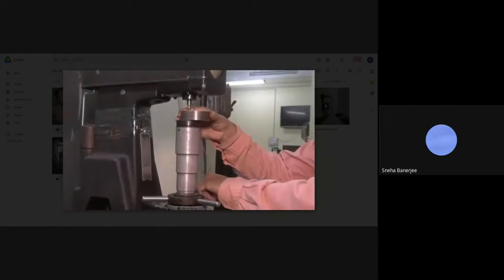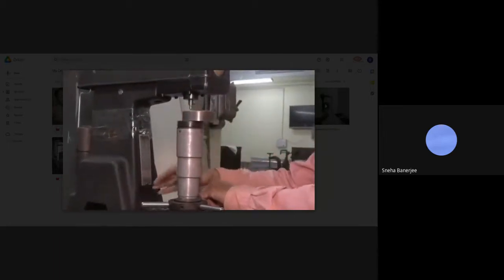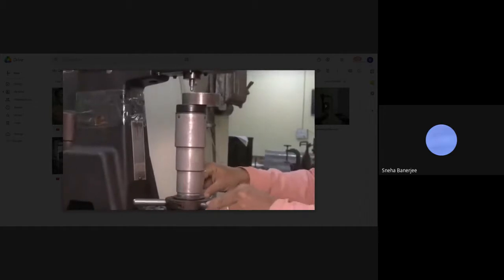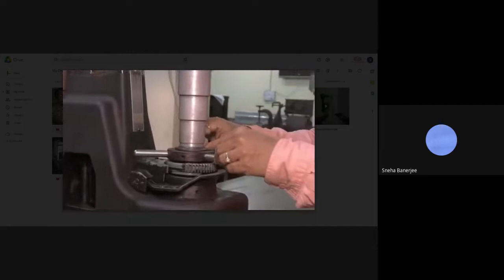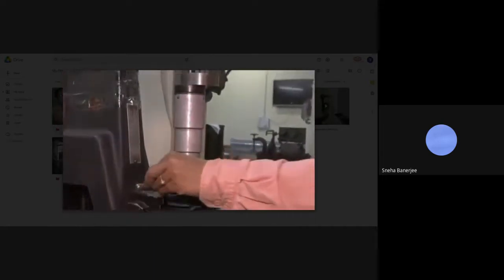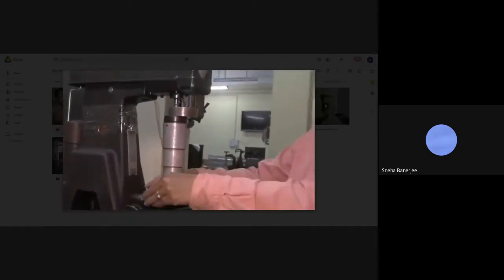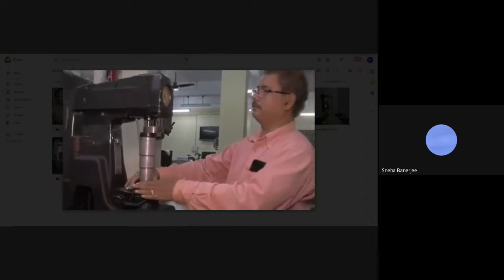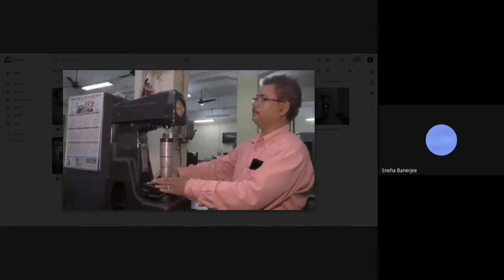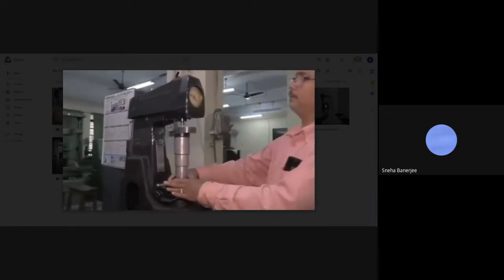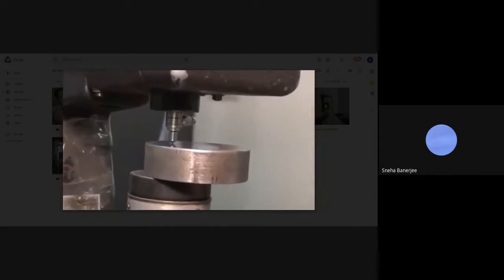Okay, so now let us do the experiment. You see, he is putting the sample on the anvil. We call it the anvil, on which the sample is being put. Now by rotating this, he is raising the sample so that it comes in contact with the indenter. Probably you can see the indenter there. There is an indication whether the sample is properly gripped or not. We can check that by focusing on this particular dial.